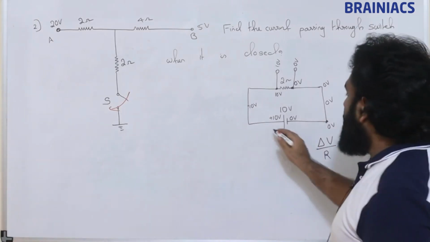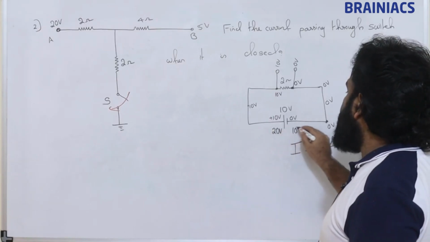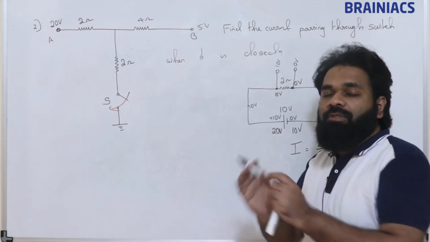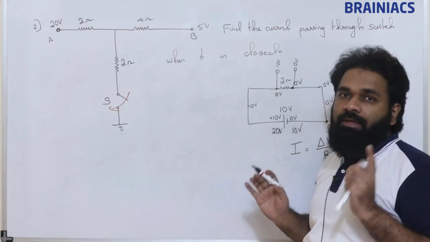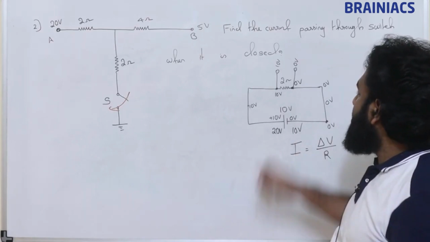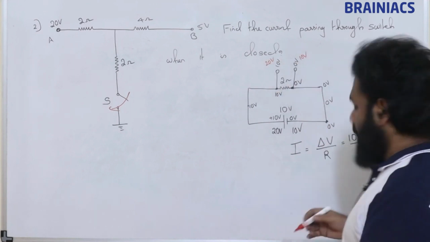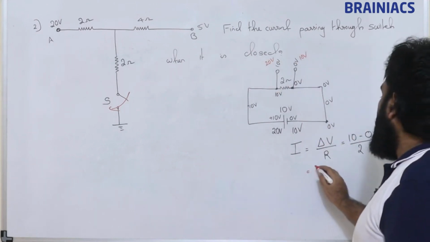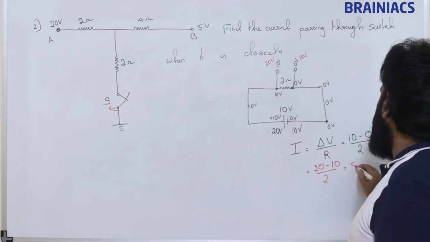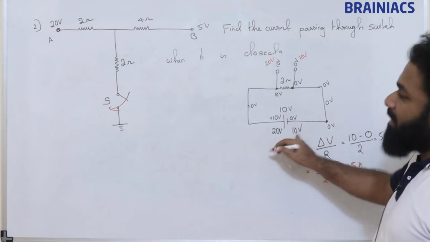Clear? We need not take this always like this. If this is 20 volt and this is 10 volt, in this way also we can consider this battery. The battery's task is just to make a potential difference between its terminals, nothing else. So this is 20 volt and this is 10 volt. Then the current will be 20 minus 10 divided by 2. What is the answer? Yeah, 5 ampere. Same value. Clear? So this understanding is important.